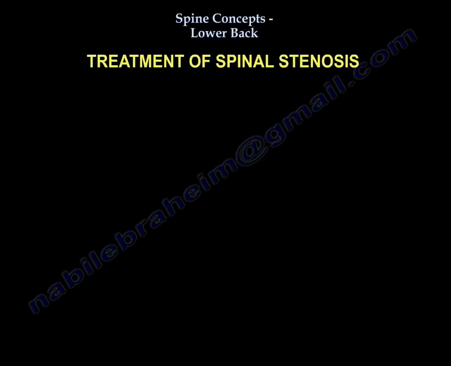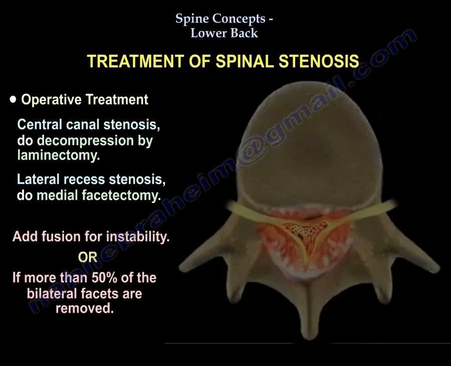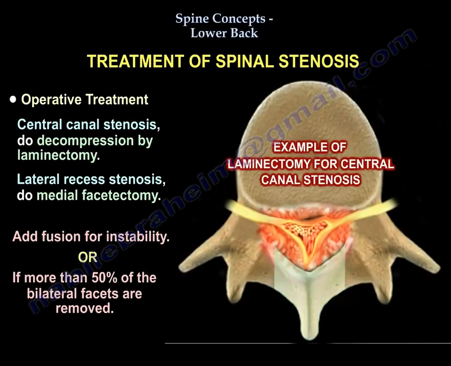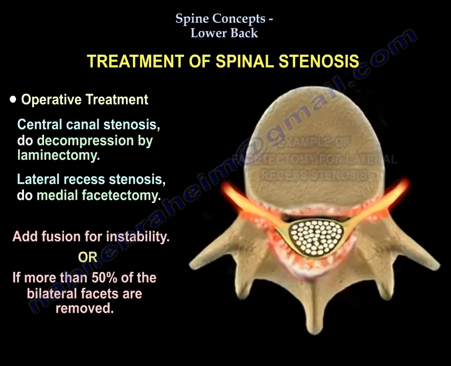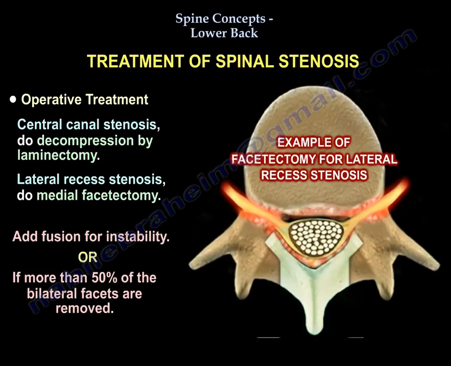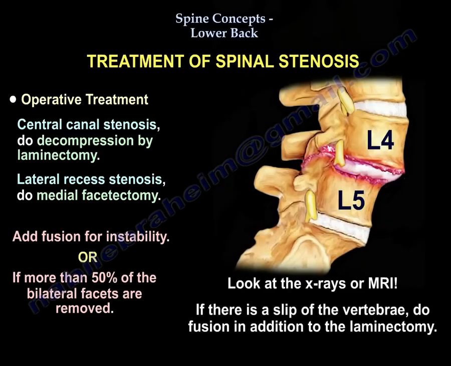How about the treatment? The operative treatment will entail decompression. If it is a central canal, you will do laminectomy. If it is lateral recess, you will do medial facetectomy, but you will add fusion for instability, or if we removed more than 50% of bilateral facets. So look at the x-rays or the MRI. If there is a slip of the vertebra, then you will do fusion in addition to the laminectomy.